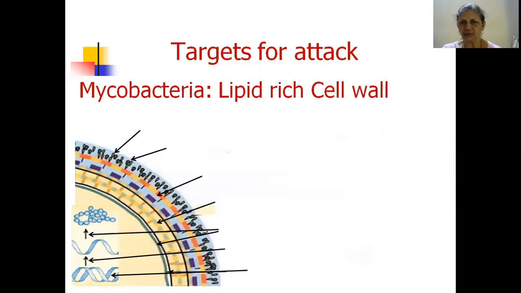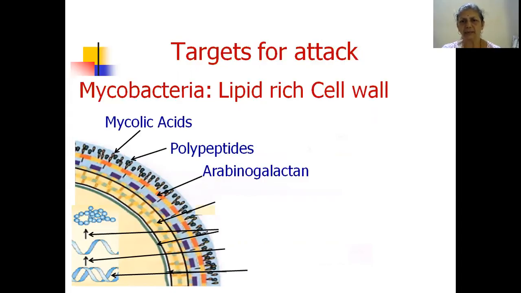Before going on to the individual drugs, let's see where all these drugs work. What are the targets of attack in the mycobacteria? So mycobacteria have a lipid-rich cell wall, the outermost layer being made up of mycolic acids and polypeptides. The middle layer is made up of arabinogalactan, and the innermost is the peptidoglycan layer.